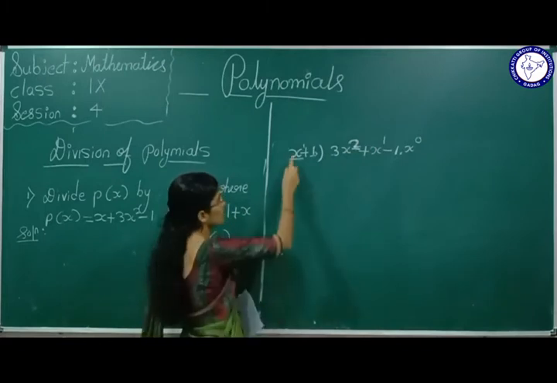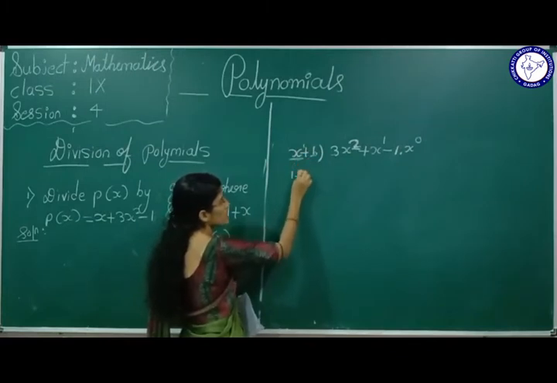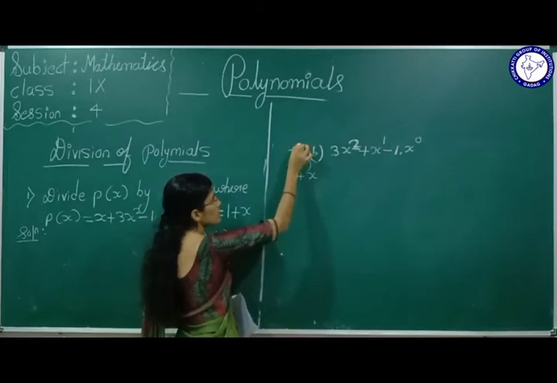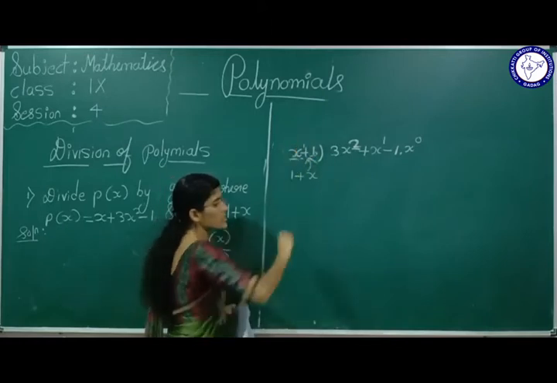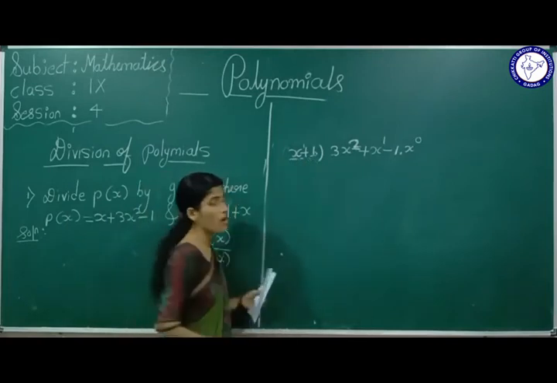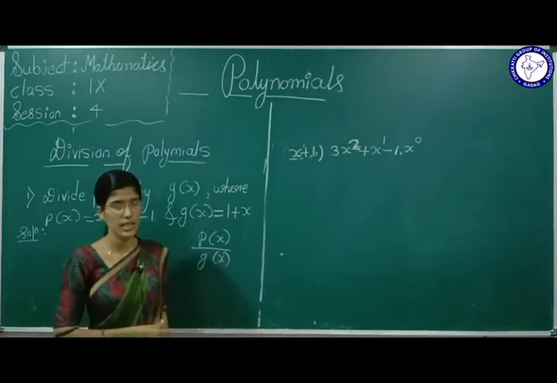Here see, x I kept first: x plus 1. But it was 1 plus x, no? How did I write x plus 1? Because this also you have to write in decreasing order. How do we write in decreasing order? We have to see the variable powers there.